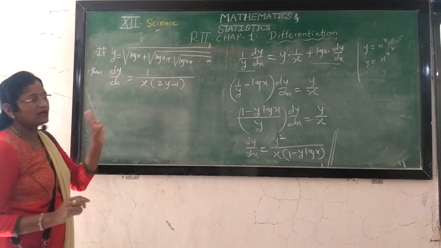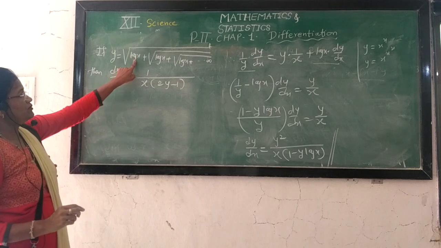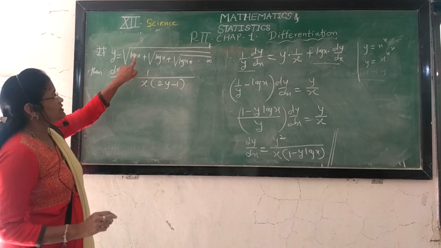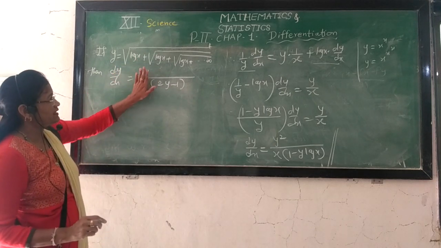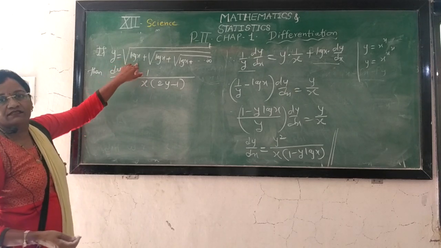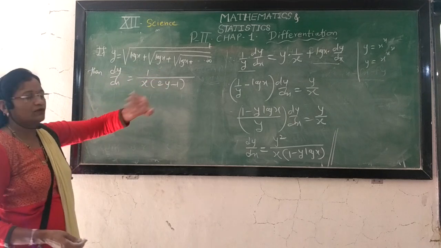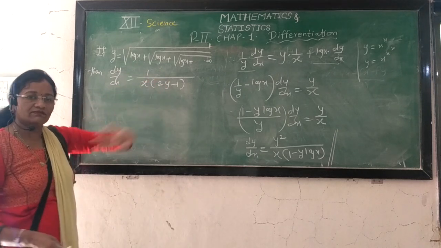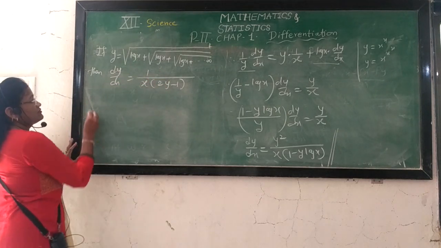Very easy and simple type of question, because instead of log, suppose the function is cos x, so we get the answer minus sin x upon 2y minus 1. Instead of log x, suppose there is e raised to x, so we get the answer e raised to x upon 2y minus 1. Means 1 upon 2y minus 1 is the common expression for each question.